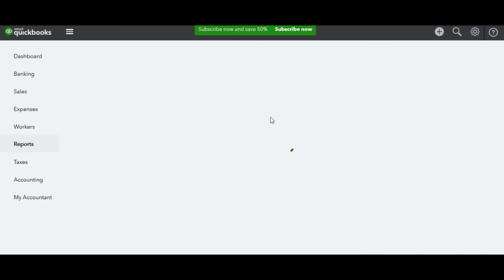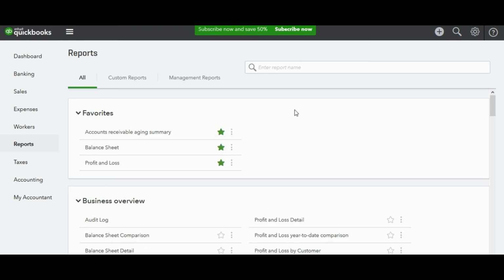Now, your balance sheet is something that you're going to use, especially the banks. They enjoy getting balance sheets. It also shows you what your company is worth.